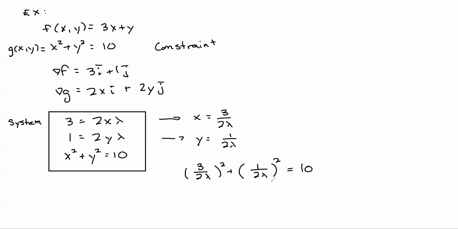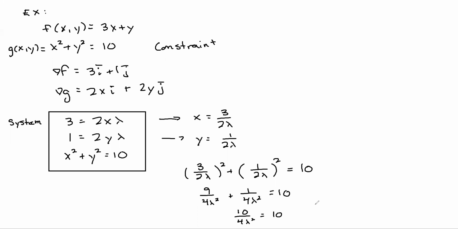And then that needs to equal 10. So we take these two, plug them into the third. Sorry, I got to have arrows all over the place. I'm going to stop drawing arrows, but that's what we're doing. And then we're going to get 9 over 4 lambda squared plus 1 over 4 lambda squared equals 10. That's 10 over 4 lambda squared equals 10.